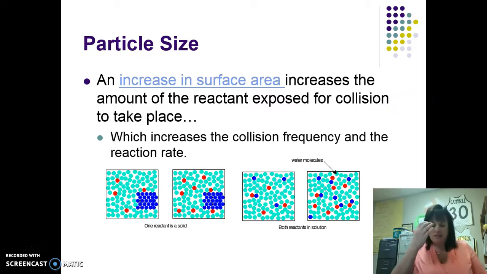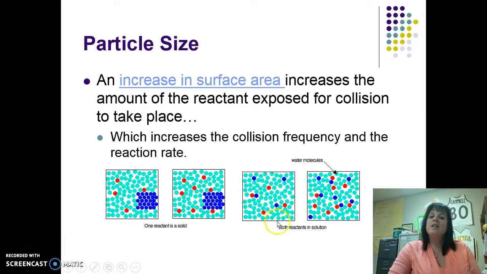Particle size is similar, parallel to our Chapter 14 molarity unit. If I can increase the surface area, so if I make them smaller, then there's more reactant exposed for collisions. I have a little picture here that kind of shows that. If we have a solid here, and these red things are my other reactant, in order to get to the middle, we got to get rid of these layers on the outside before we can get all of it to react.